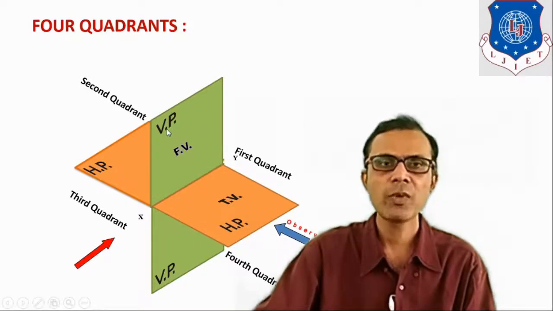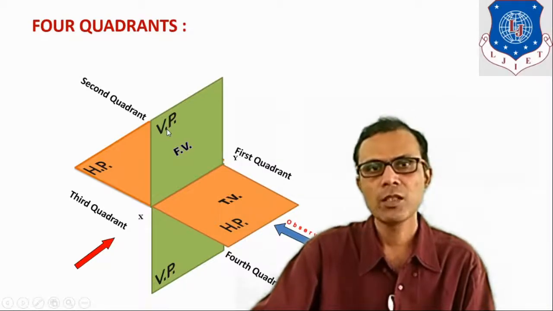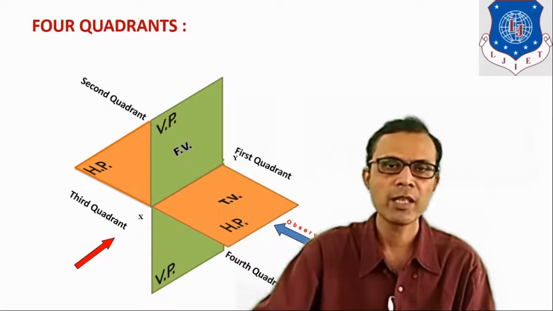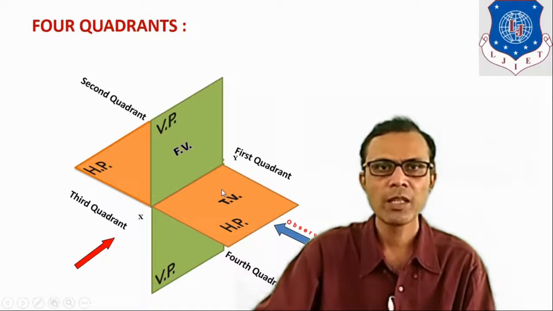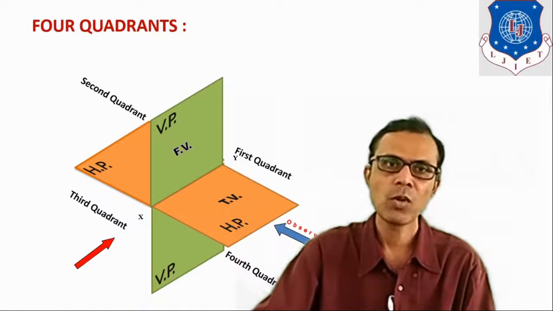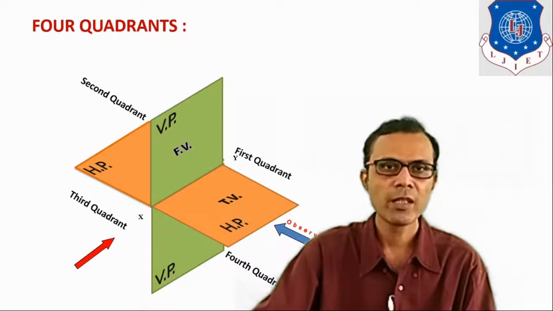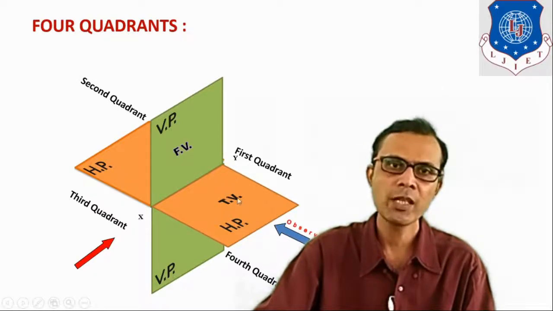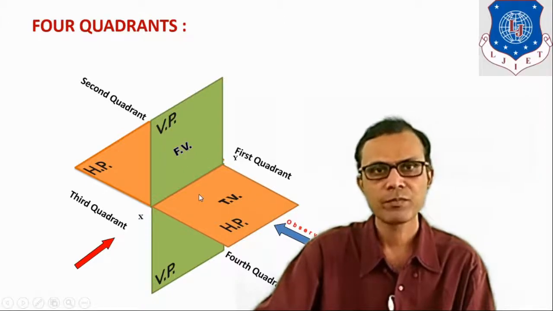The view which is obtained on VP is always known as the front view, in short form written as FV. And the view which is obtained on HP, the horizontal plane, is always known as the top view. Because when we see the object from the top side, the view is obtained on HP, and when we see the object from the front side, the view is obtained on VP.